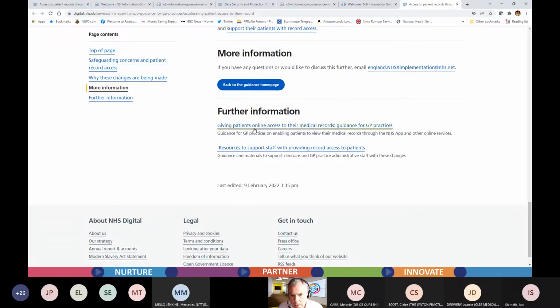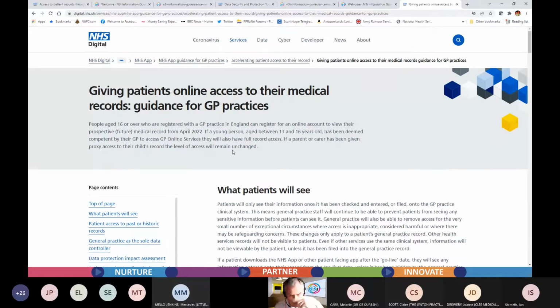Okay, there's another link on here which I just want to quickly go to. I'm not going to go through all of this in any detail really, because obviously the detail is all here. I just wanted to show you that the detail is here. So clicking on that link there, this is the guidance for GP practices.